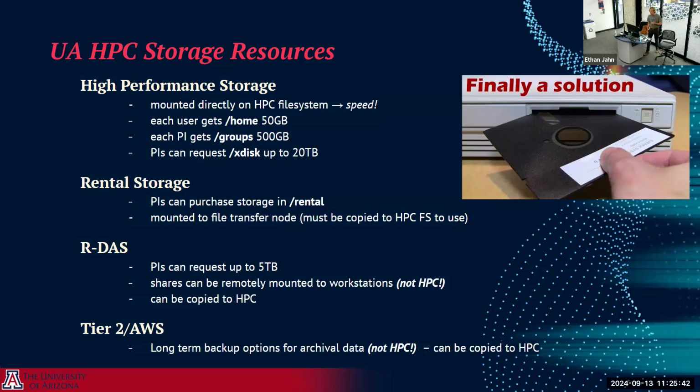And our last service is what we call Tier 2 or AWS. So Amazon Web Services offers archival data storage. And we have more information about this in our documentation. This is a good option for long-term backup or archival data. So it can be copied to the HPC, but it can incur costs when you pull data out of the archive. So this is not intended for active project data, but instead for data that has been analyzed and maybe a publication has been accepted and everything is finished. So this is a project that has been completed to an extent and you're archiving it for later. It's not necessarily intended for active projects.